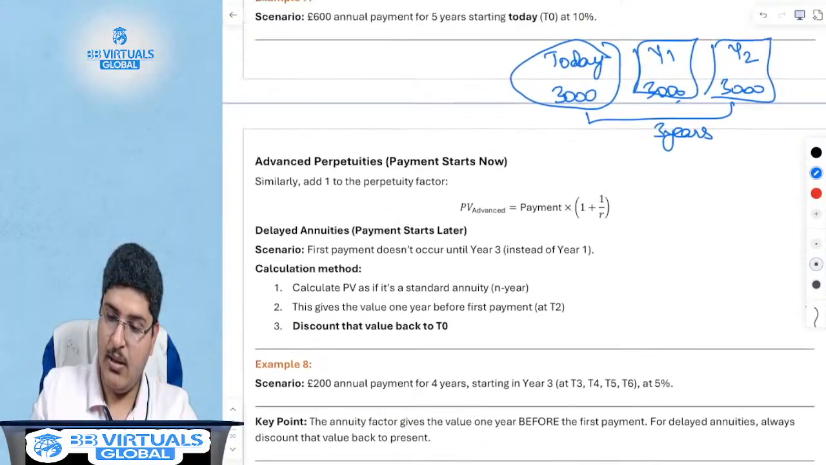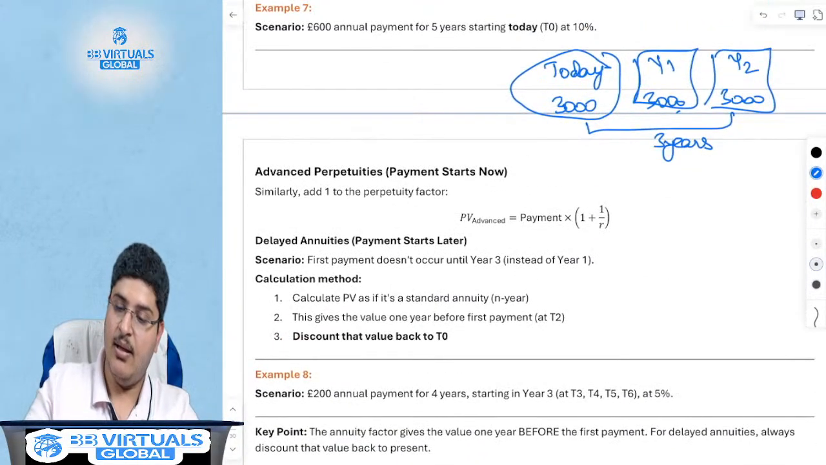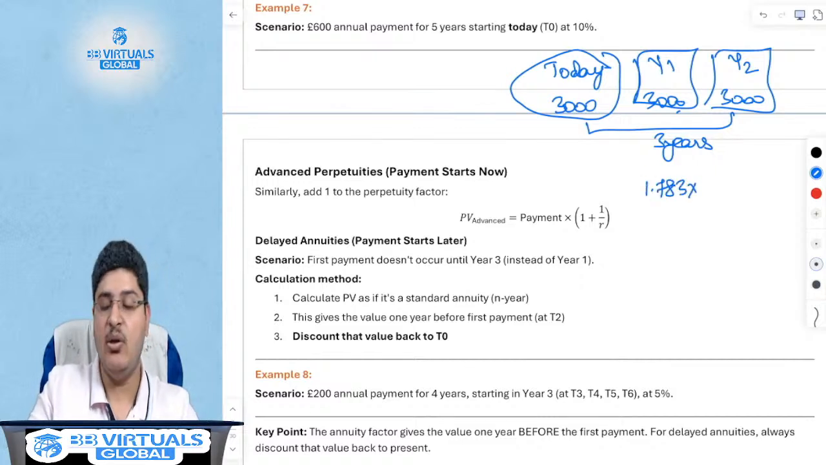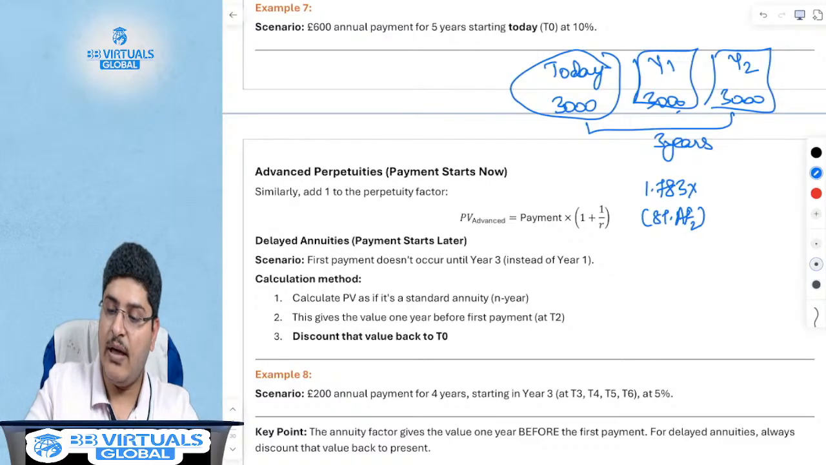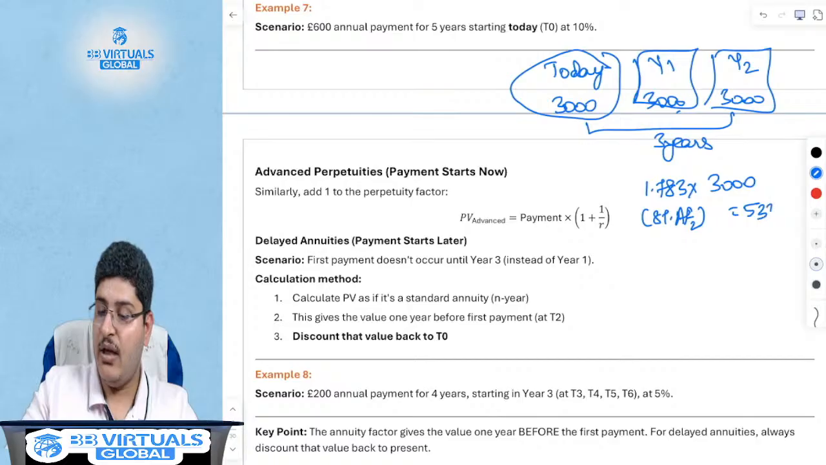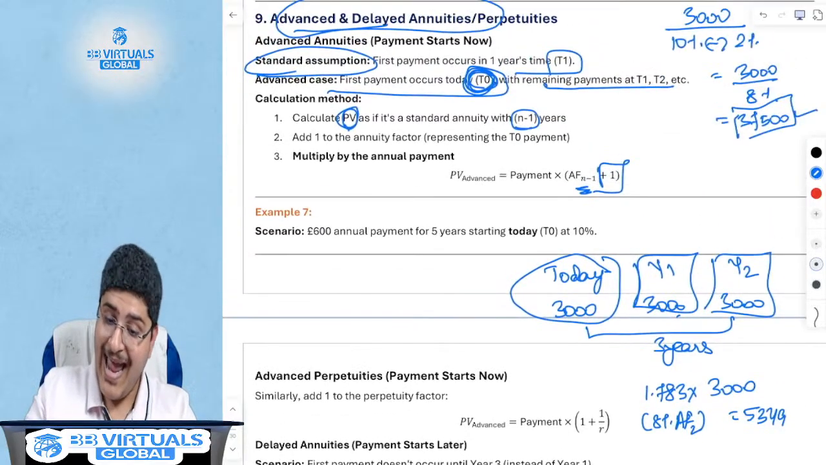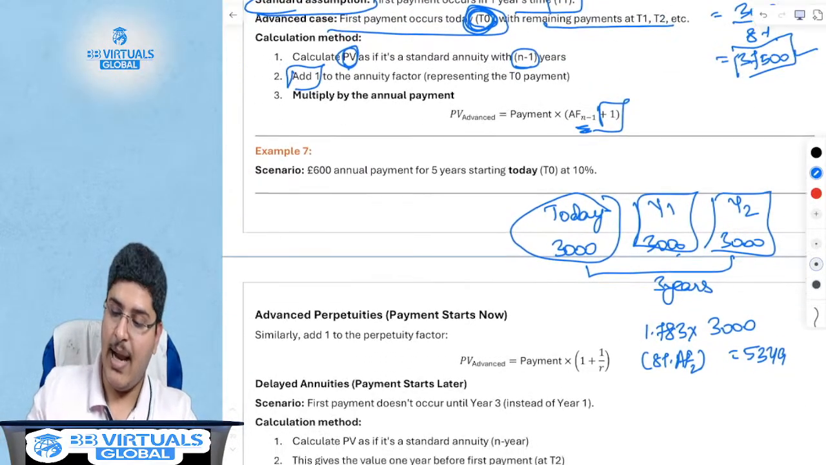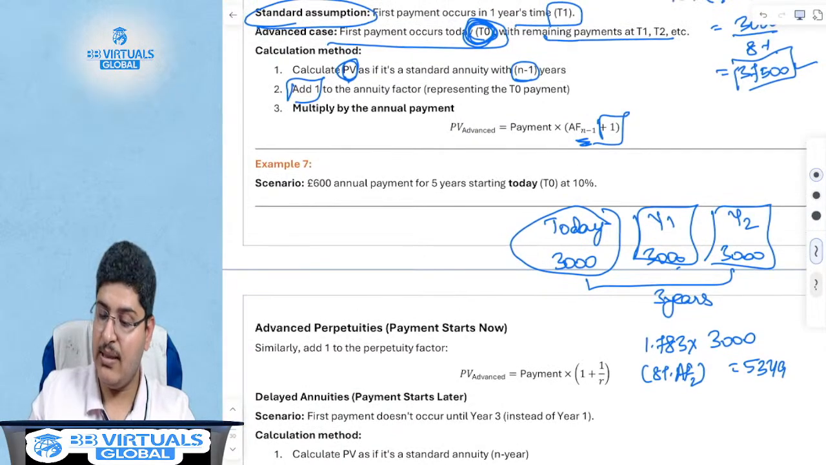Coming back, 1.783, which is the second year annuity factor for 8%. Effectively, if you multiply 3000 into 1.783, this effectively is 5349. And to this you will add 1.